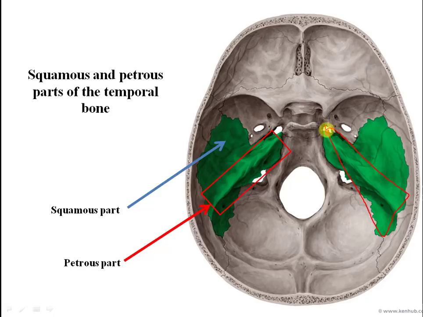It has an apex directed anteriorly. It has a superior border, an anterior surface, and a posterior surface. The anterior surface is part of the middle cranial fossa, while the posterior surface is part of the posterior cranial fossa.